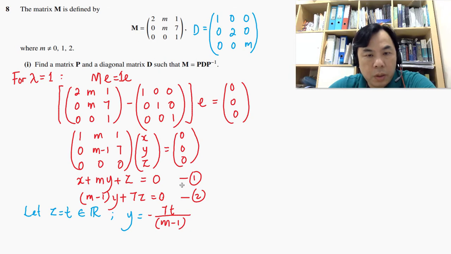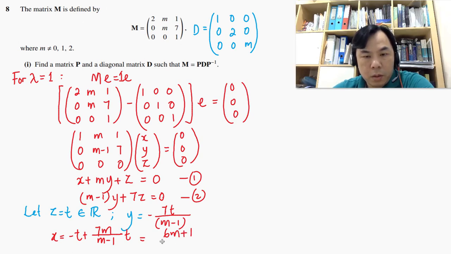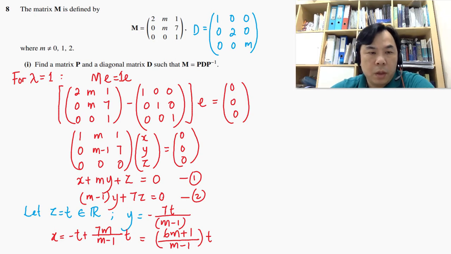Okay, so let me see what do we have here. X will be tougher to solve here. So I'll write down from there our x we can obtain negative t, and then we're going to subtract off my. So that will be 7m over m minus 1 t. And then that can be simplified into negative m, that will be 6m, okay, 6m plus 1 over m minus 1 multiplied by t here. And therefore, we have already obtained our x, y, z.